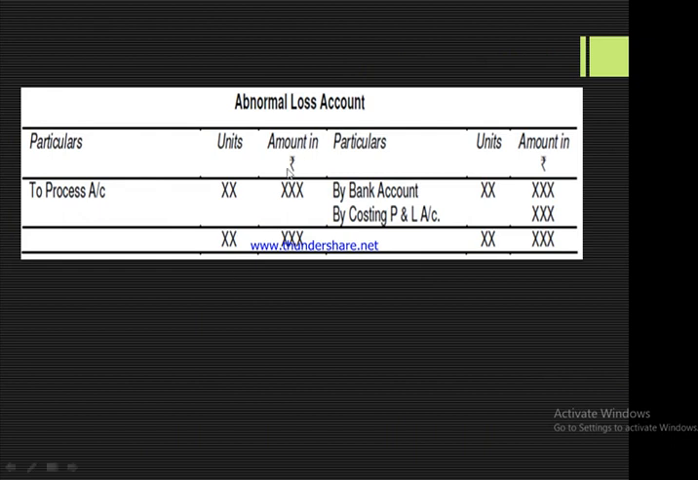So this is the abnormal loss account which we need to maintain, and on the debit side if you see, the abnormal loss account is debited with the process account, and in case we are realizing any amount of scrap by selling these abnormal loss units, by bank account is written, and how many units are sold and what is the value realized is mentioned, and finally the closing balance is transferred to costing profit and loss account.